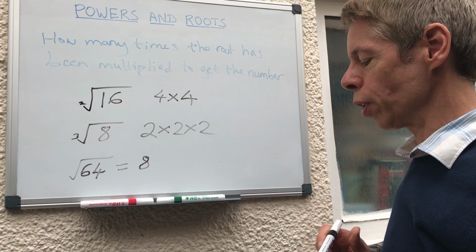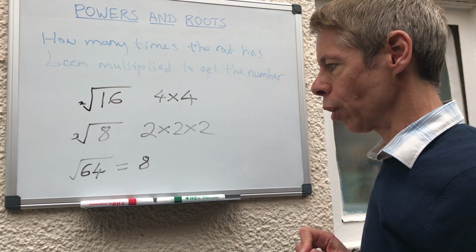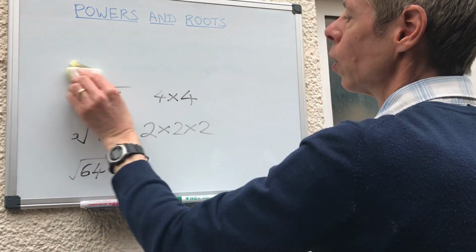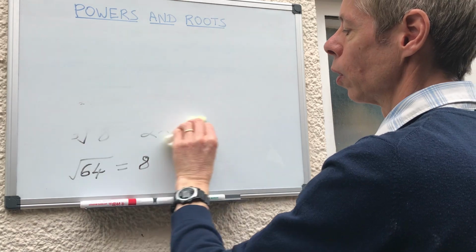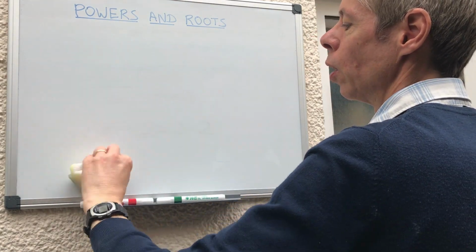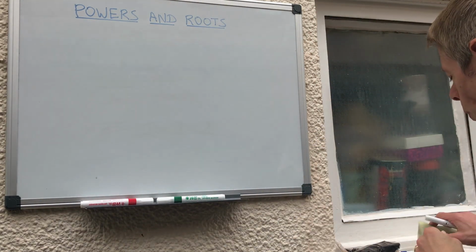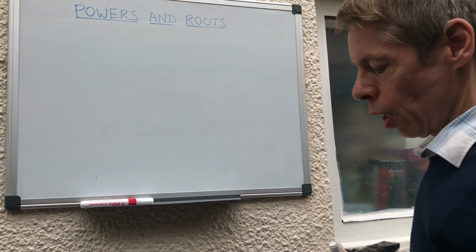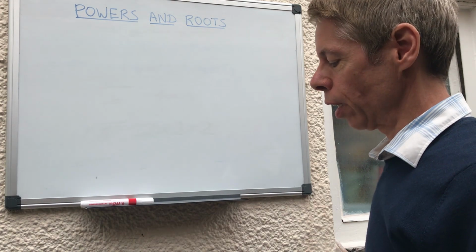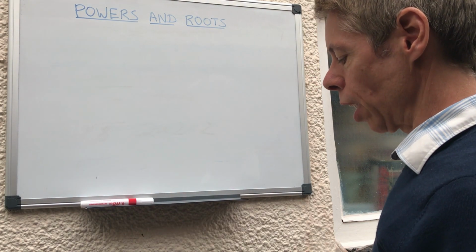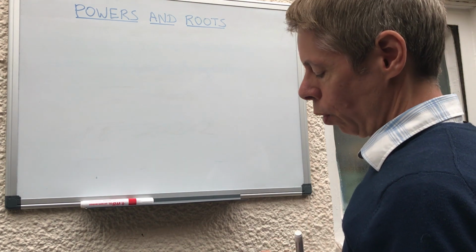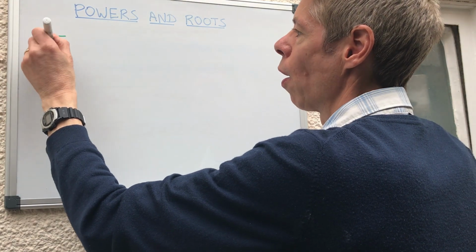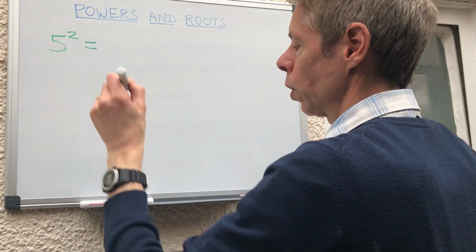So we're now going to move to a few little test questions. So just clear the board off. So hopefully I've explained it well enough to give you a chance to answer these questions. As usual, as soon as I start writing, you can start trying to answer the questions. There's going to be 6 questions, 4 powers and 2 roots. So first question, 5 squared equals.